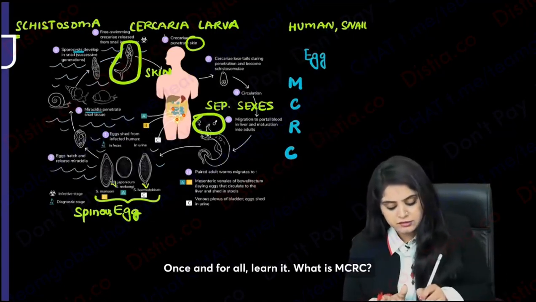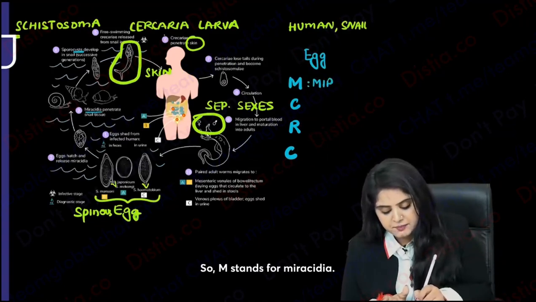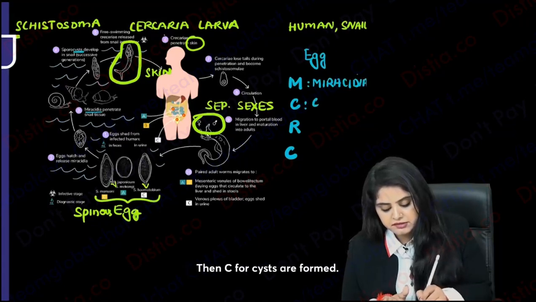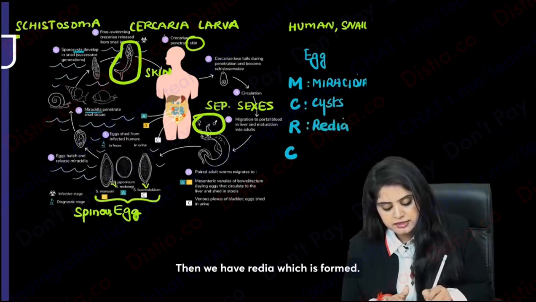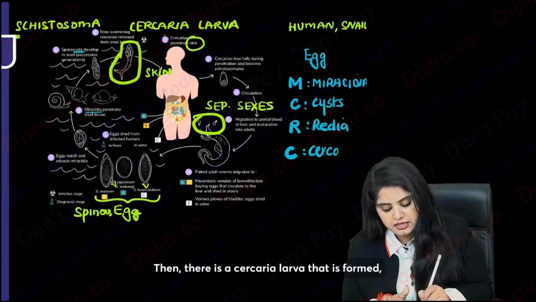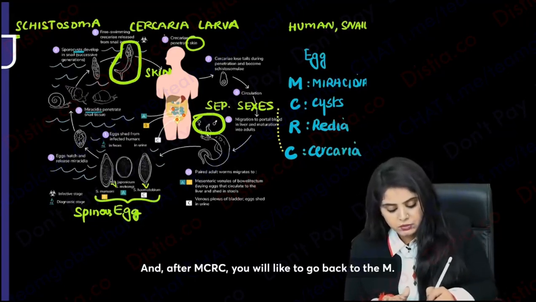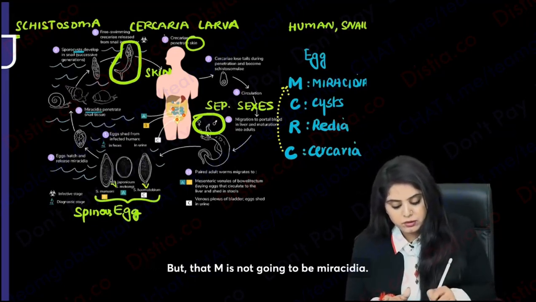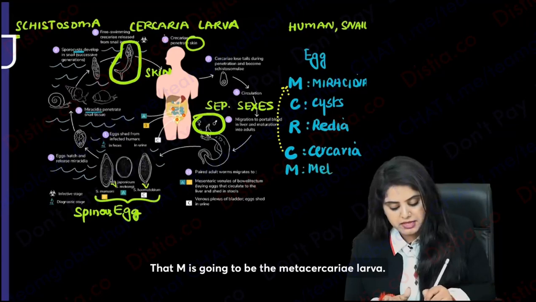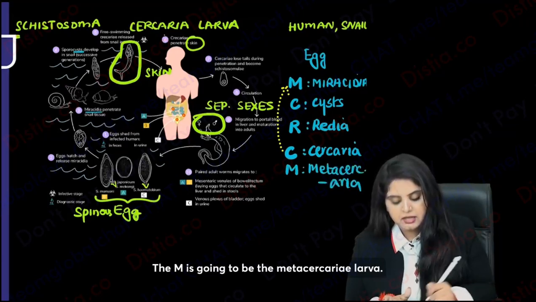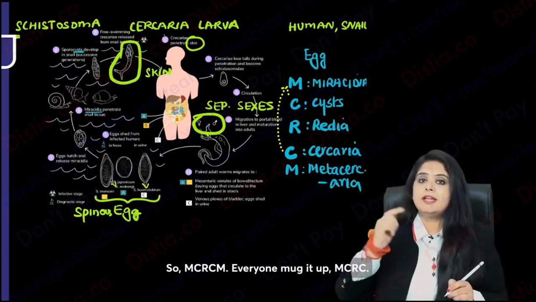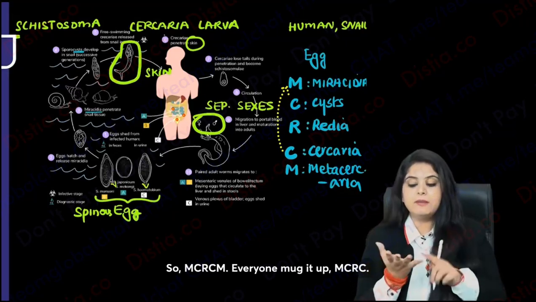What is MCRC? M stands for Miracidia. The first thing formed is Miracidia. Then C for cysts are formed. Then we have radia which is formed. Then there is a Cercaria larva that is formed, and after MCRC you will go back to the M, but that M is not going to be Miracidia, that M is going to be the Metacercaria larva. So MCRCM, MCRCM, everyone mug it up.